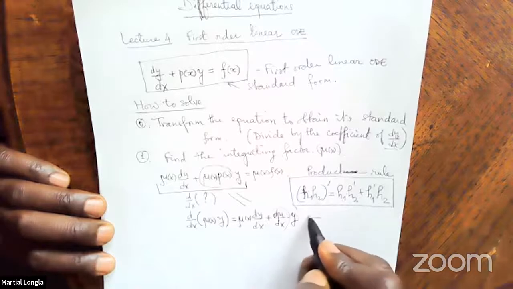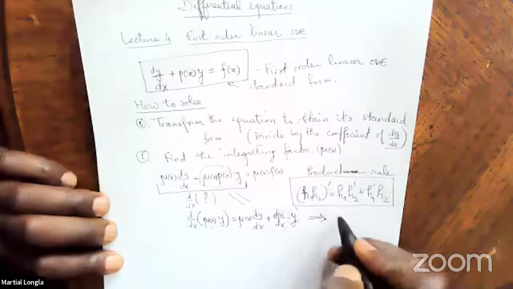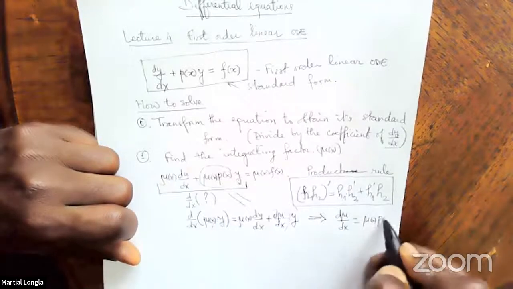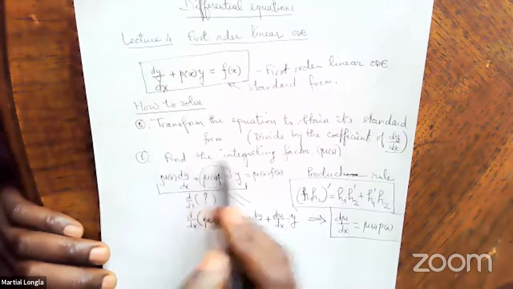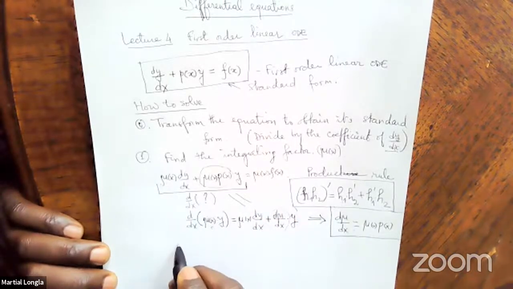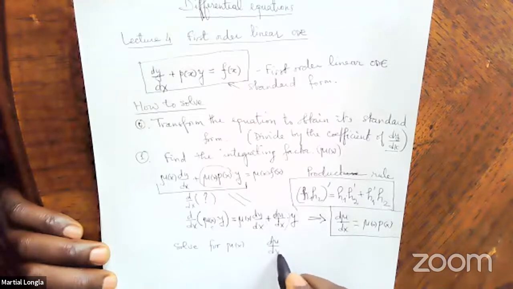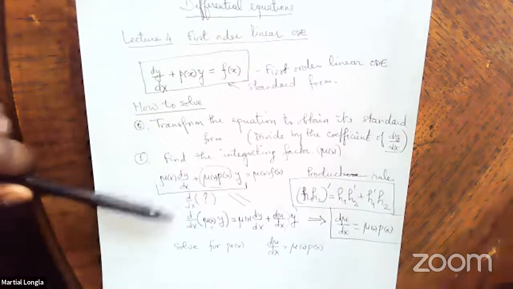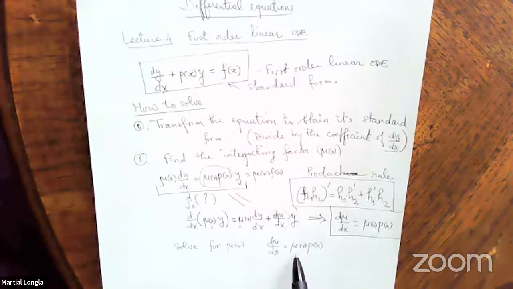So that's why, if we multiply by such a function and we want to have d over dx of mu of x times y, then d mu over dx has to be mu of x, p of x. And that's why you get that equation that you solve for the integrating factor. So to find the integrating factor, solve for mu of x this equation: d mu over dx equals mu of x, p of x. The reason why we do that is the explanation I just gave you. You can come back to that and read it, listen and watch a few more times to really understand why you're doing this. If you get it, then it's over. You got the topic.